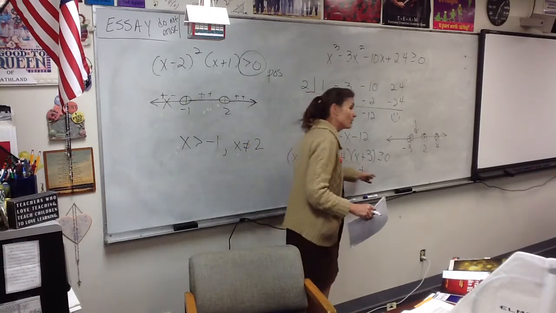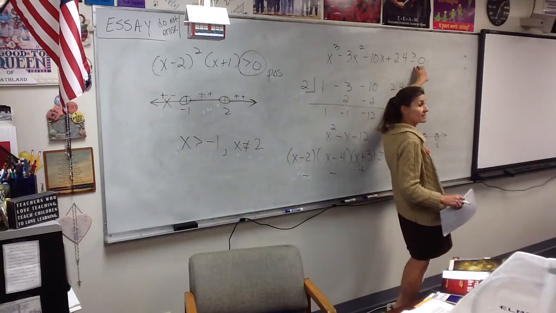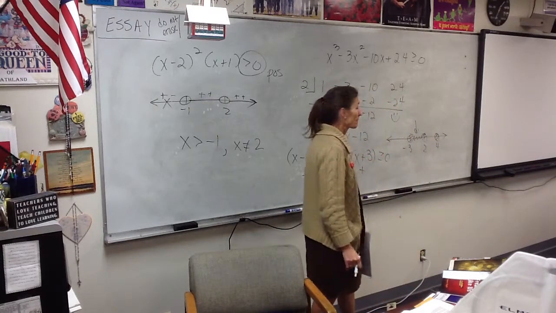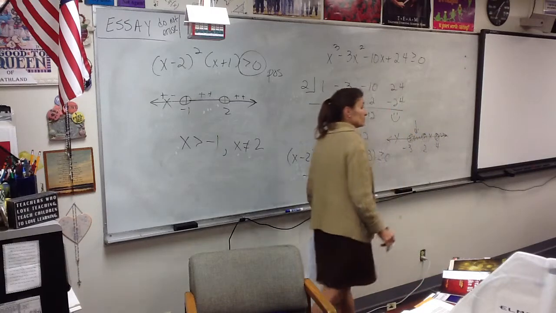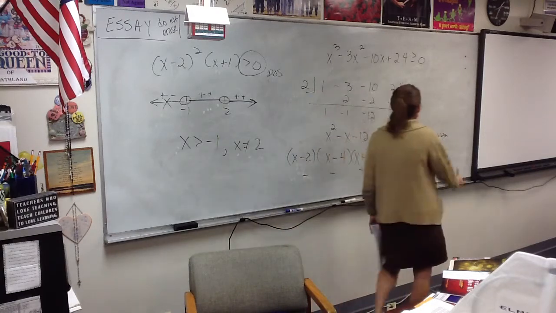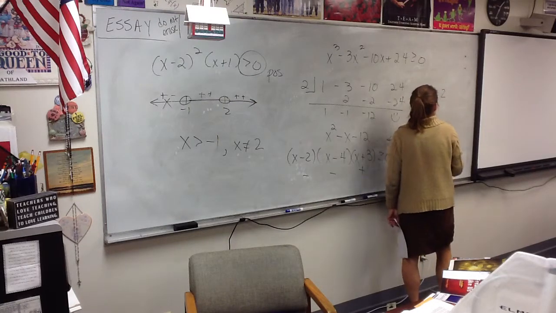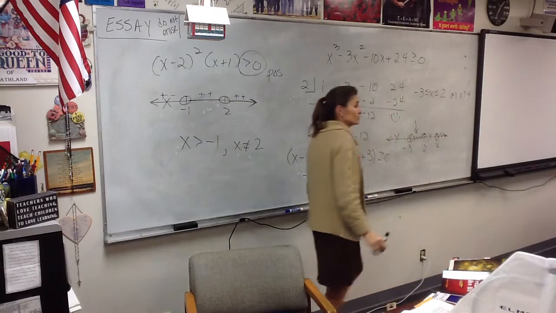Does that work for me? If I multiply a negative and a positive, do I get positive? Yes. So this part of the number line works. The next one doesn't. This wouldn't, this wouldn't, this would. So my answer is everything between -3 and 2 or bigger than 4.